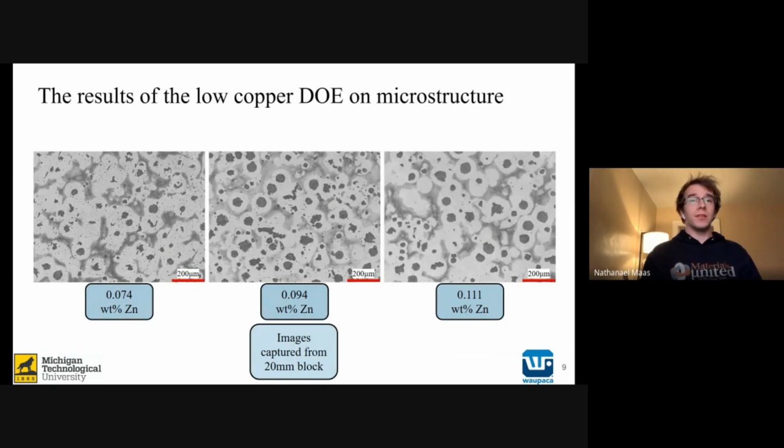Our first pour's microstructures are displayed. As zinc increased, generally graphite nodules became larger, and as shown on the board, the images were captured from the 20 millimeter step block that was cast.